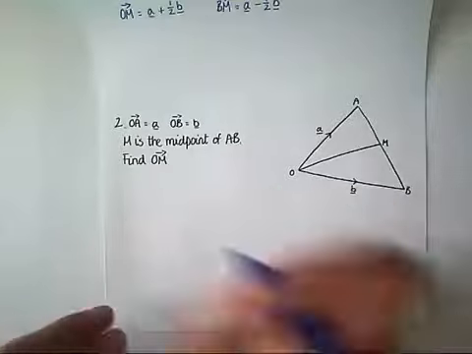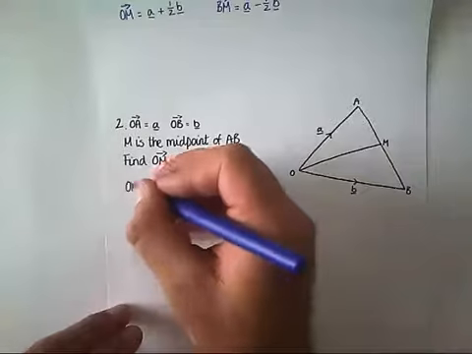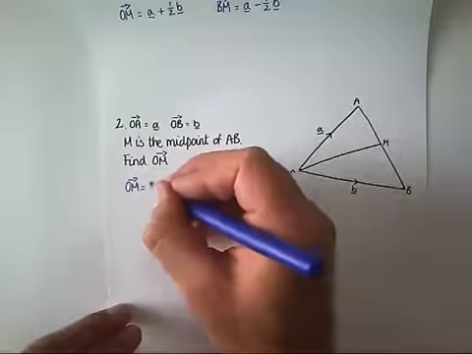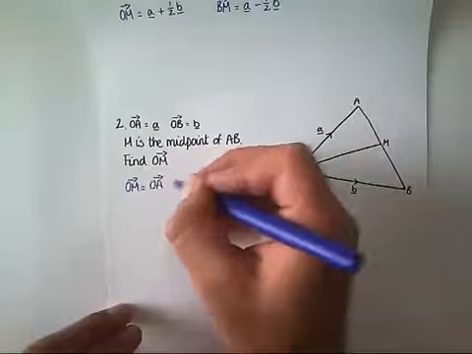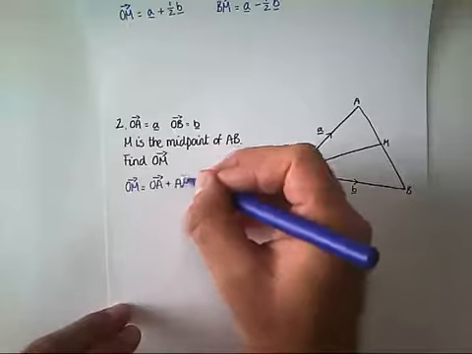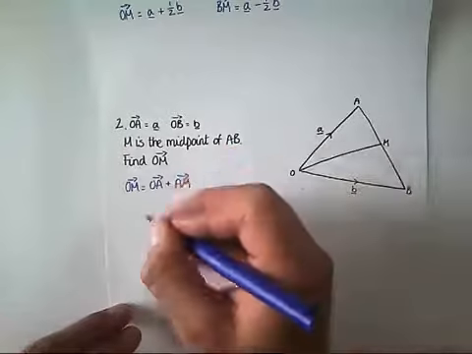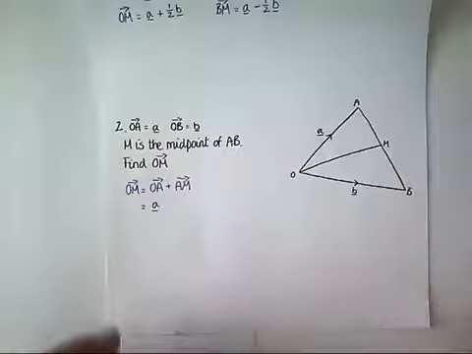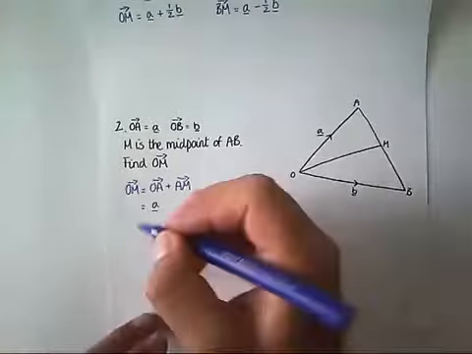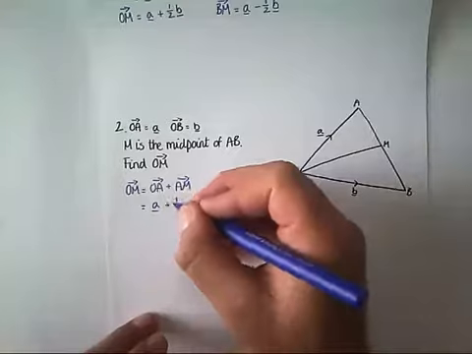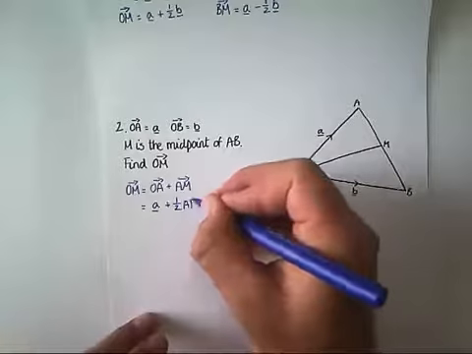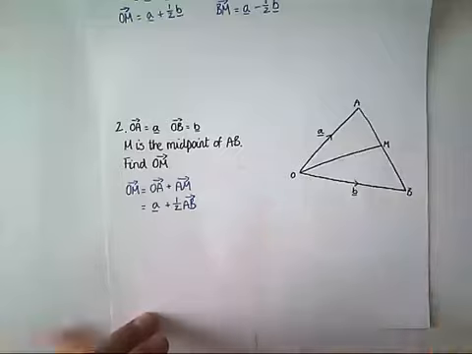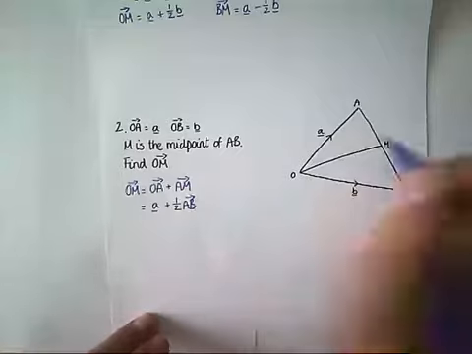Let's design a route then. We're going to go O to A and then A to M. O to A, that's nice and easy. That's a. We know that vector. Now A to M is going to be half of what A to B would be, because M is the midpoint of that line.